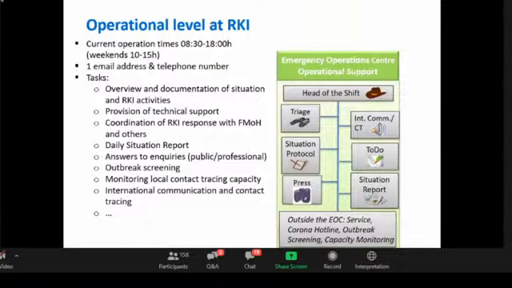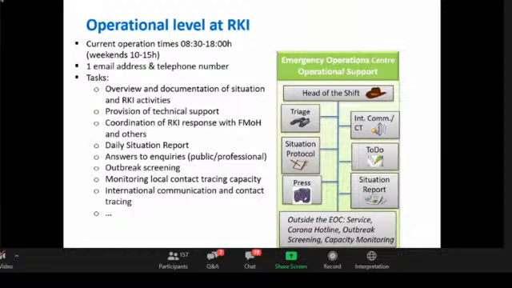On the operational level, we've got our Emergency Operations Center, which is currently operating from 8:30 until 6 in the evening, and on weekends from 10 to 3. We only have 1 email address and 1 telephone number. And we've got one position, the triage person, we can see on the right, who is responsible for screening this email address and also answering the telephone calls. We only have one email address and one telephone number because these are also the contact details the other ministries have, the Federal Ministry of Health, and it's our task then to distribute the information or the questions within the Robert Koch Institute. So it's really the single point of contact.